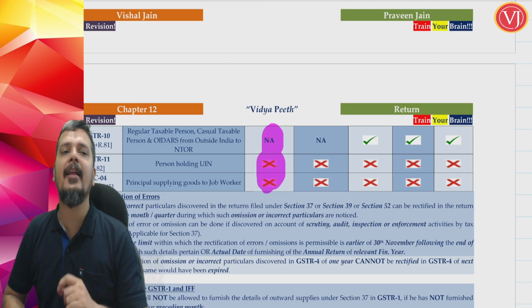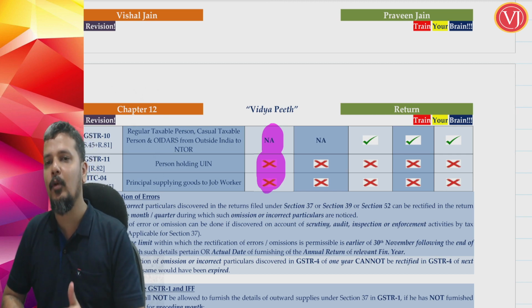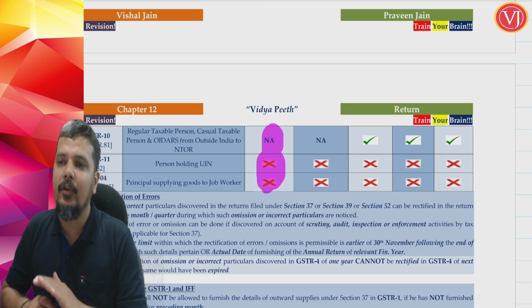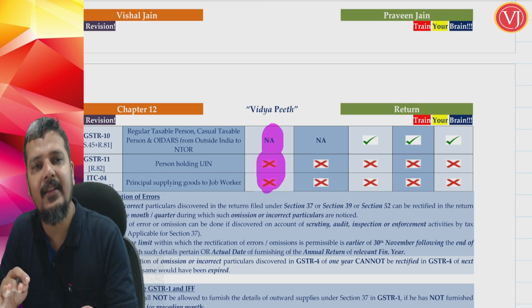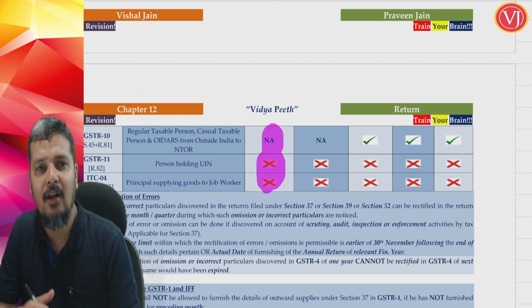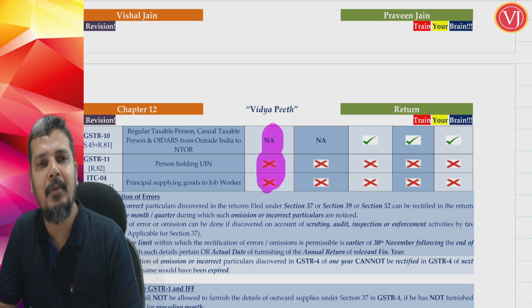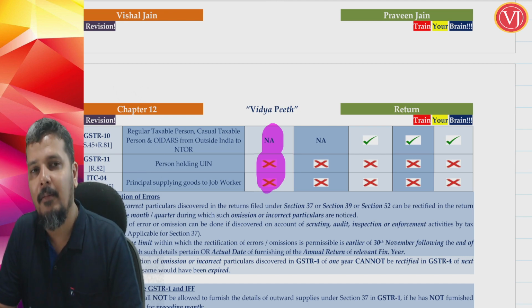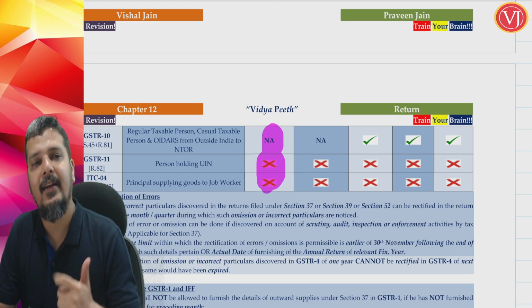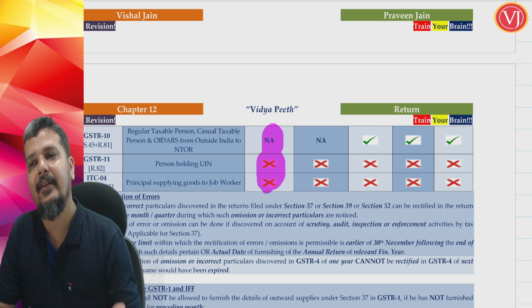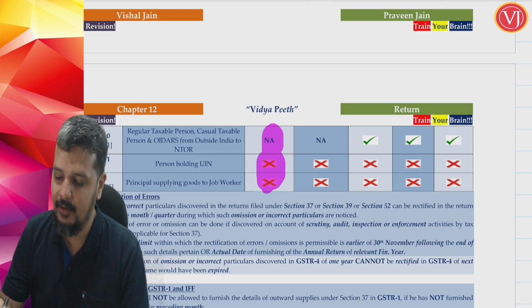So for all the other returns, understand one thumb rule: if there is an error or omission, you cannot do revision of the return. You can do rectification in the month in which you have found that error or omission. Is that possible for all the returns? Yes. But not possible for a few cases. What are they? 9, 9A, 9B, GSTR 10, GSTR 11 and ITC 04.